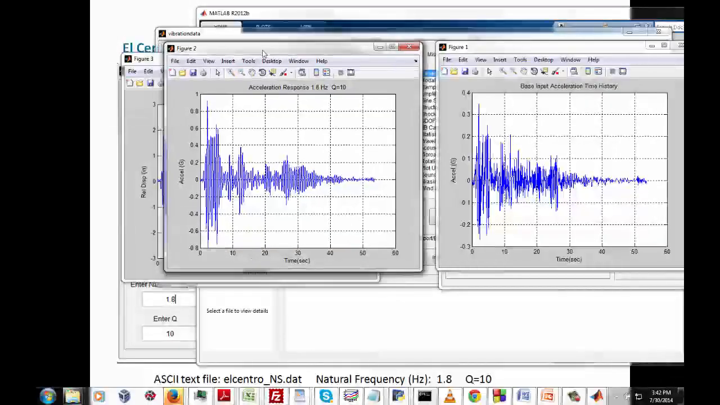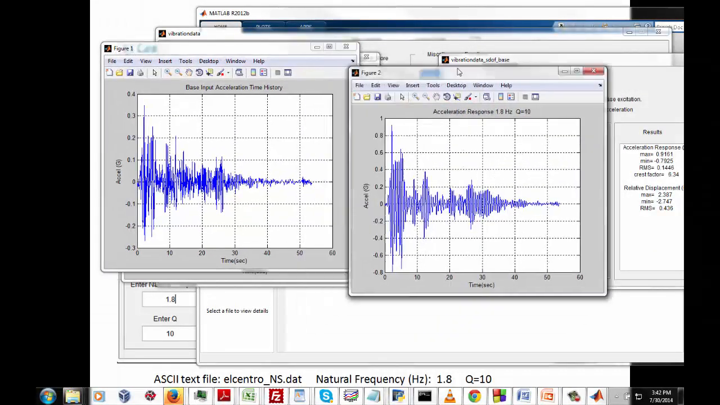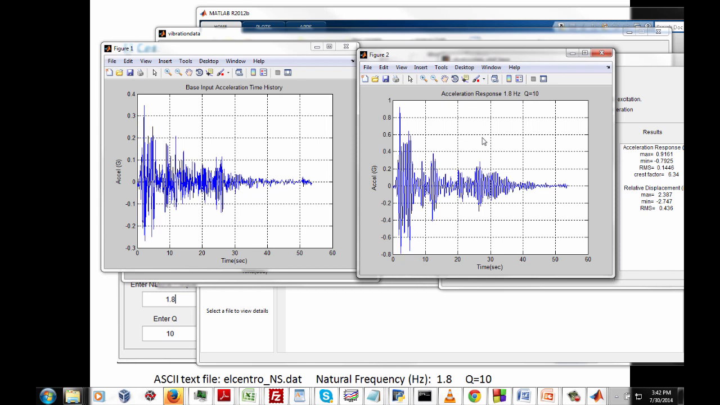So here's our acceleration. Let me switch these plots around: base input on the left, response on the right. So we have our acceleration response, 1.8 hertz, Q is equal to 10. You can see the scales are different here. Our peak response in this case is about 0.9 g, whereas our peak base input was about 0.35 g. So we are getting a dynamic amplification effect at 1.8 hertz. And if we look at this data qualitatively, it looks like at least the frequency content is somewhat sinusoidal.